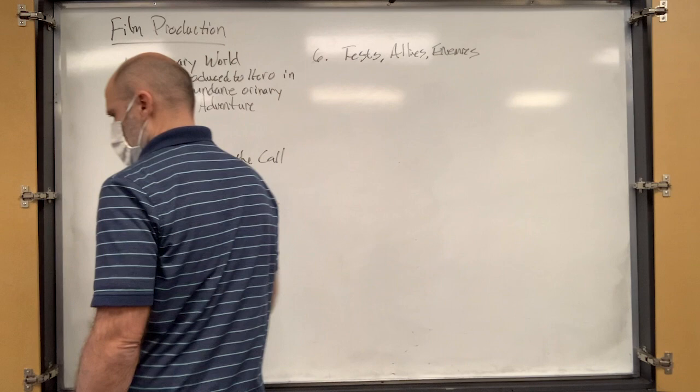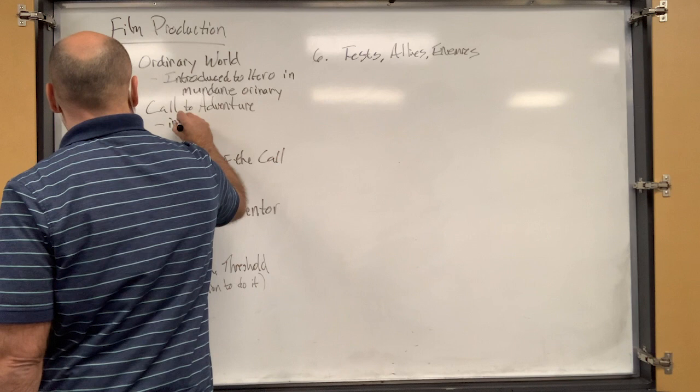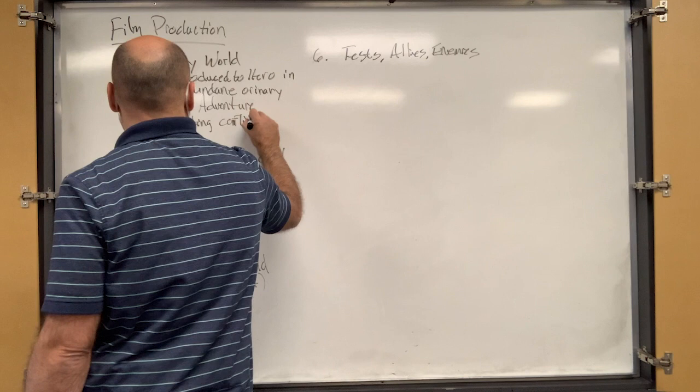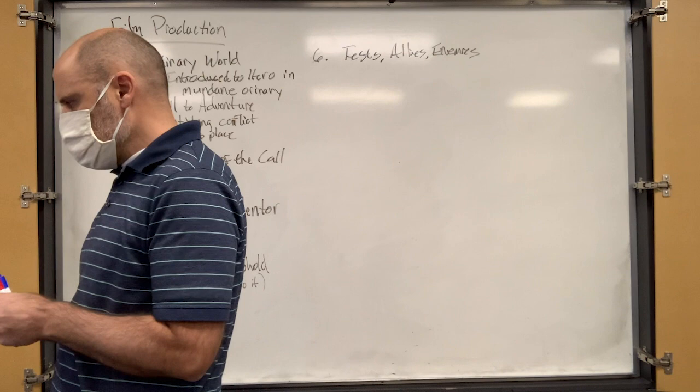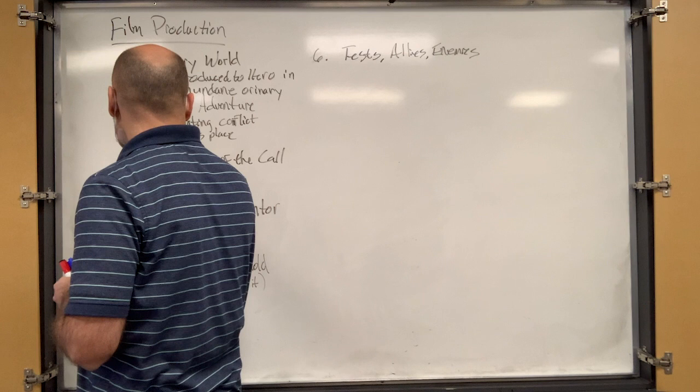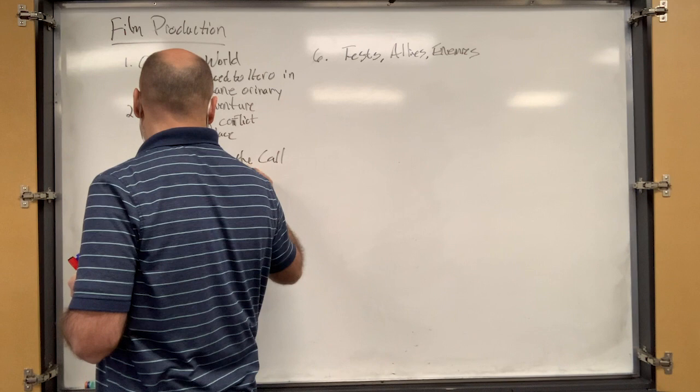Stage two is the call to adventure, initiating conflict. Takes place, okay? All right, stage three was the refusal of the call, so the hero is hesitant to enter the special world and accept the call to adventure. So either hesitant or outright resisting. Okay.